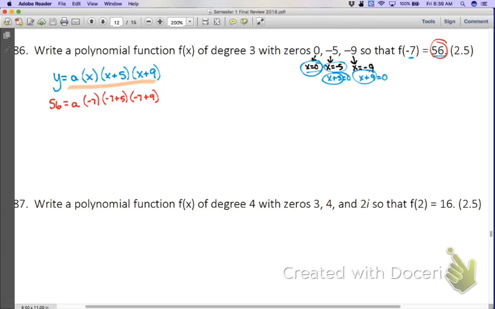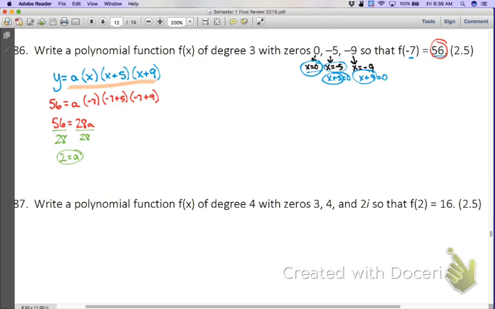So in doing that, I'm going to have -7 times a -2 times a +2, and it's going to be equal to 28. So I'm going to have 56 equals 28a. So now if I'm going to solve for a, I need to divide by 28. So 56 divided by 28 is 2.